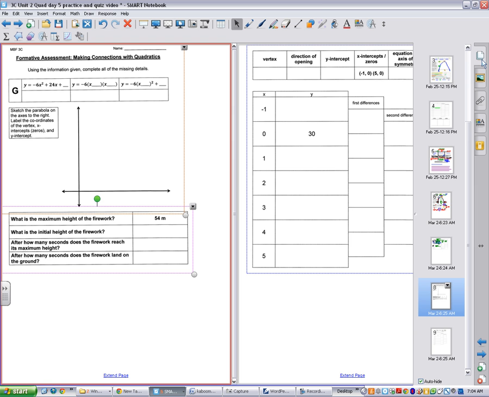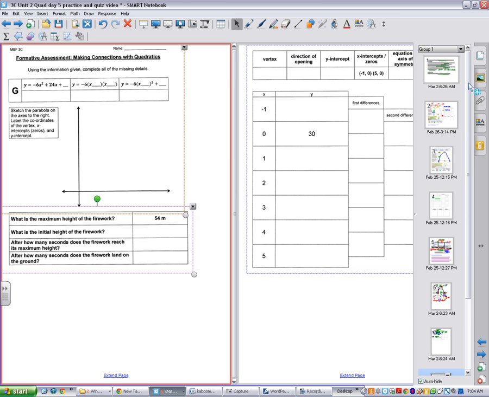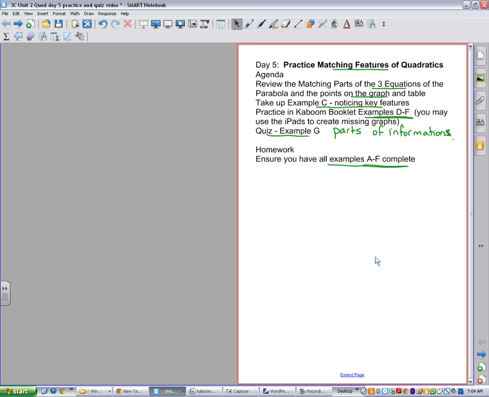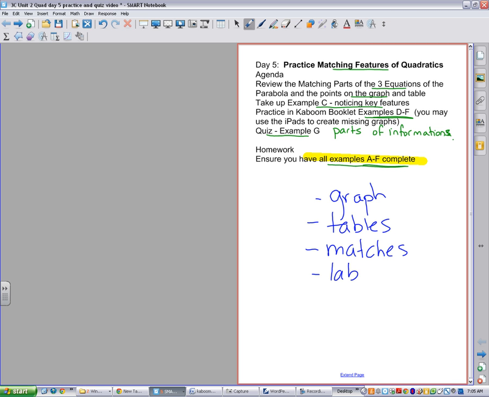So again, recall that you need to have the rest of the examples finished off as your homework, making sure they're complete with the graph, the tables, the matches, the labels of the forms, and the differences. So first and second. Good luck.